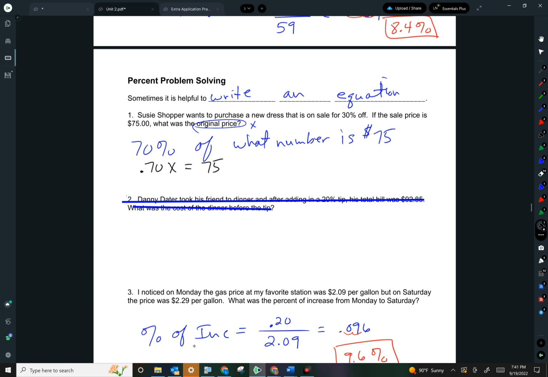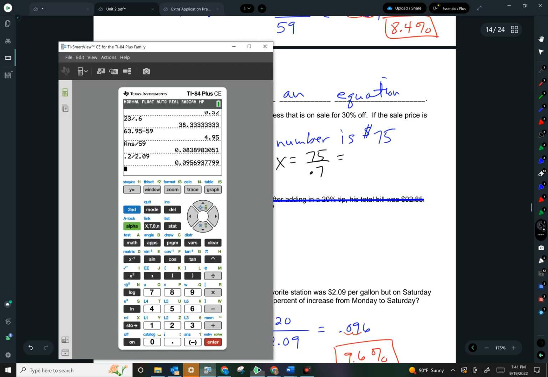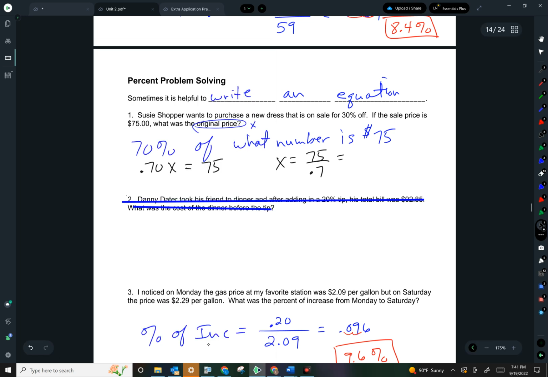So if I want to solve for X, wouldn't I just divide both sides by 0.7? So X equals 75 divided by 0.7. If you put that in your calculator, 75 divided by 0.7 comes out to be 107.14. So what was the original price? We're saying that the original price was $107.14. So does that make sense? If I get a 30% off sale, that maybe I'm going to buy it for $75. That seems appropriate. All right, so let's leave it at that.